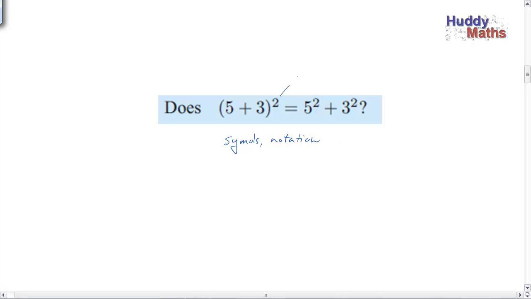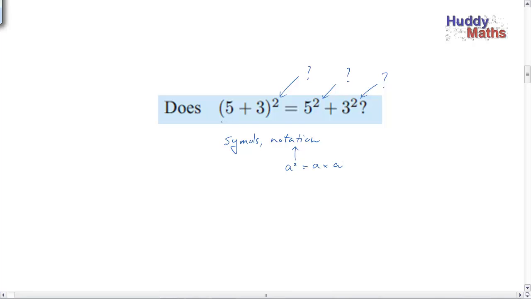So the first thing you see here is, what do these squares mean? Okay, so we've got to revise some of that mathematical language, that notation. So a square, let's use a letter now. A squared means A times A.